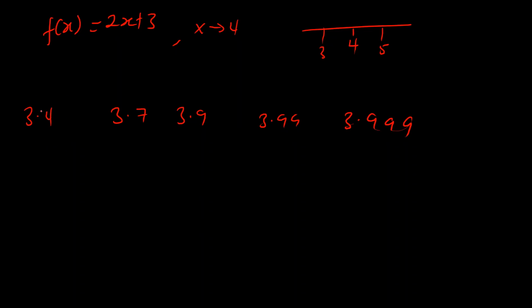So when we plugged in 3.4, we are going to have 9.8. When we plugged in 3.7, we are going to have 10.4. When we plugged in 3.9 into this function, we are going to have 10.8. We plugged in 3.99 into this function, we are going to have 10.98. And finally, when we plug in 3.999, we are going to have 10.998, which is 11 when we round it.